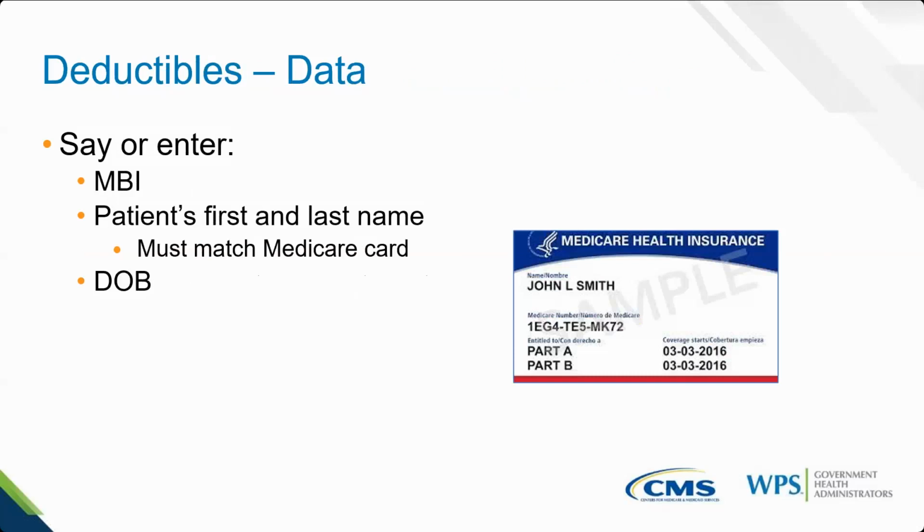For this option, you're going to need to enter or say the patient's Medicare number, the MBI, and the patient's first and last name. Remember, if you're entering it on your telephone keypad, you only need the first 6 digits of the patient's last name. And then you're also going to need their date of birth.